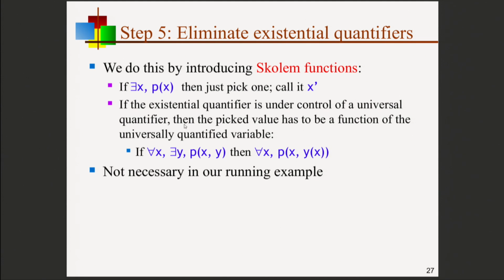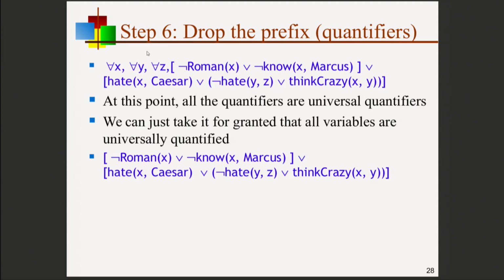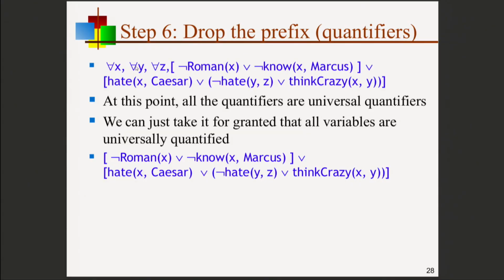In this way, the objective is that we are eliminating the existential quantifiers. Why? Because at the end of the 5th step, everything will be universal quantifiers. So, in the running example, because there are only universal quantifiers, we have not eliminated any, and step 5 is not necessary for our example. In step 6, we just drop the quantifiers because they are no longer necessary. Once we have converted everything into universal, they are not needed, so all these quantifiers are just dropped.